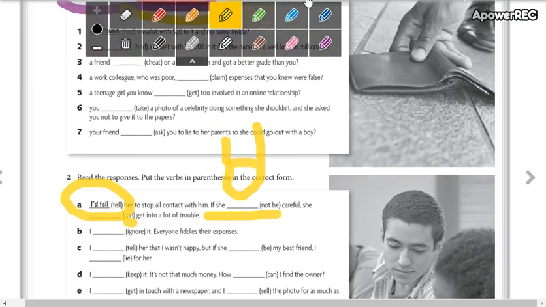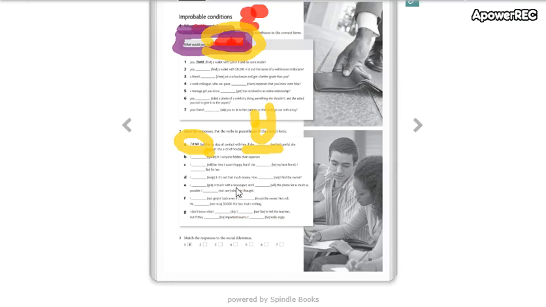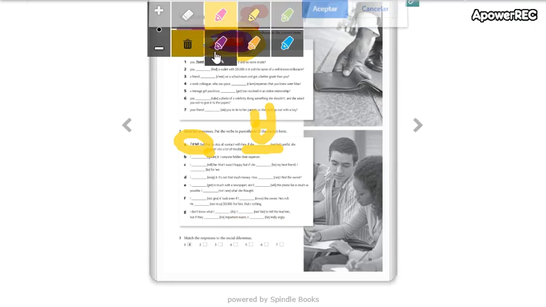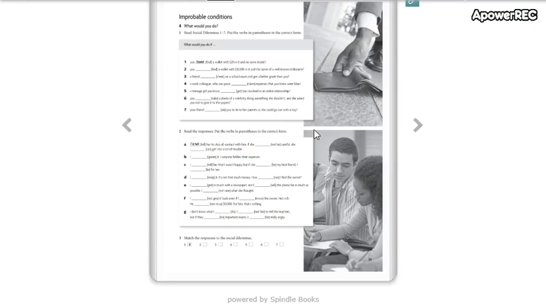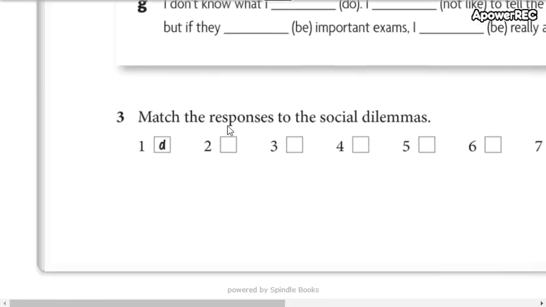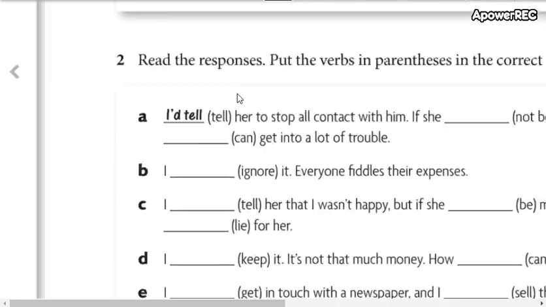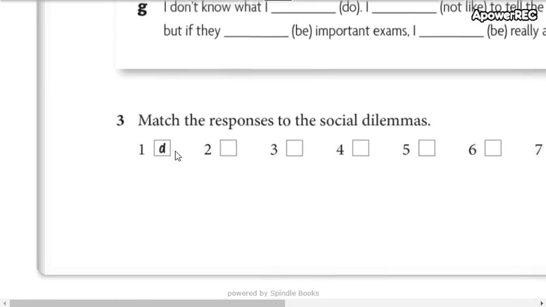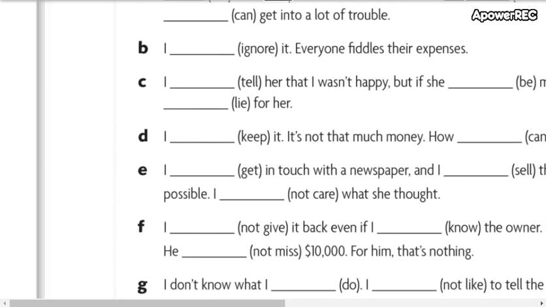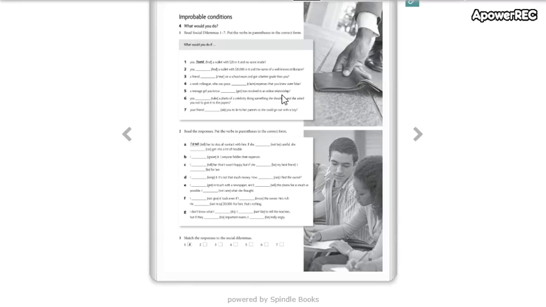So you're going to write these sentences, and when you finish, you are going to take a picture of this piece of paper, this page, and I was forgetting this part. Match the responses when you finish completing the sentences. For example, number 1 is letter D. So when you finish this, you're going to take a picture and send it to the WhatsApp group.